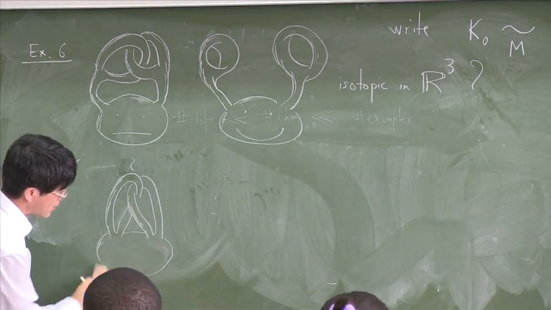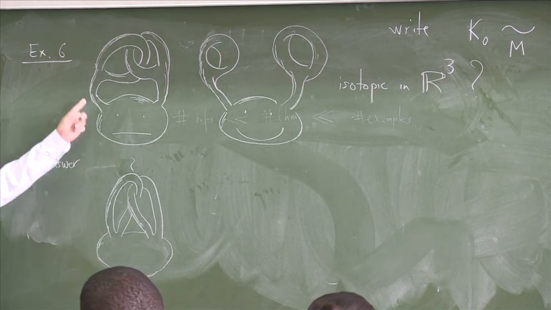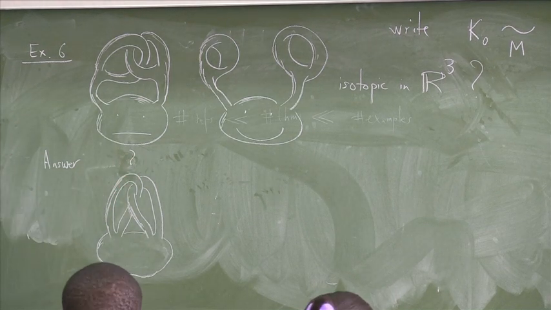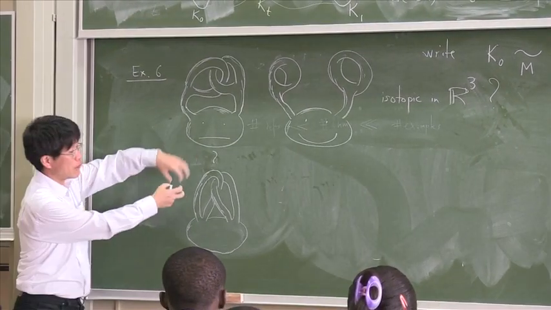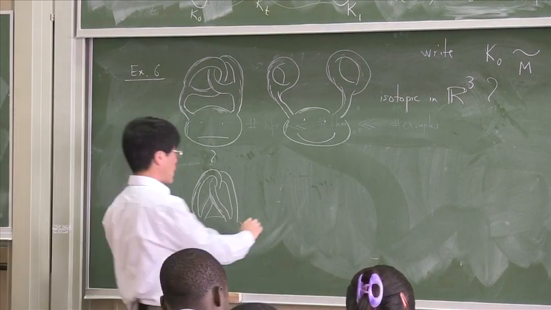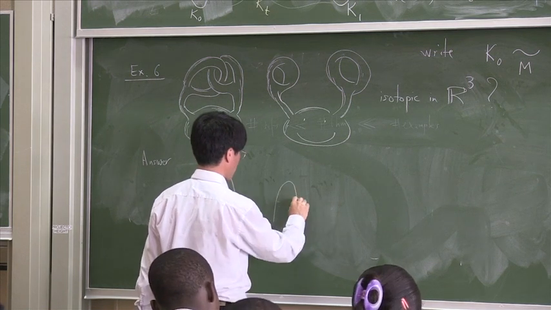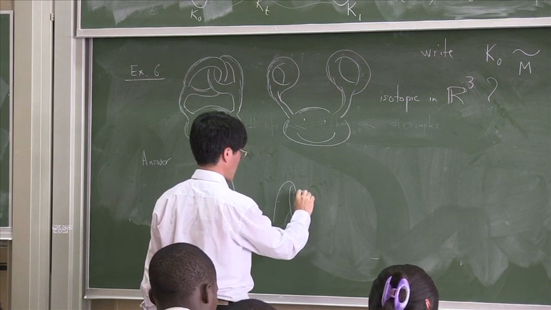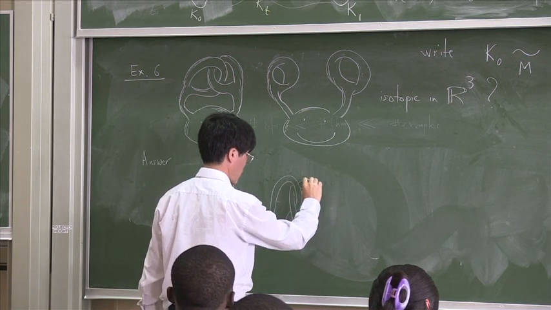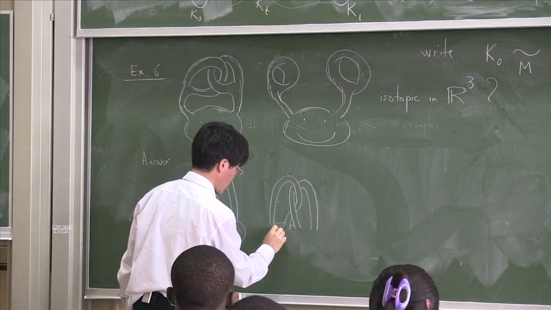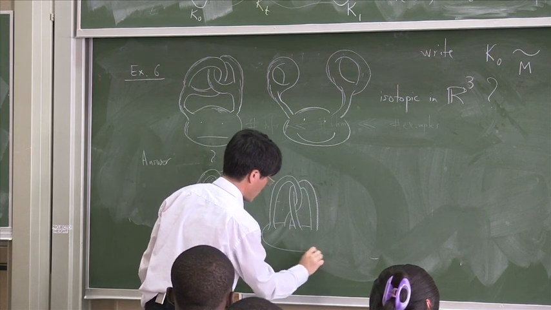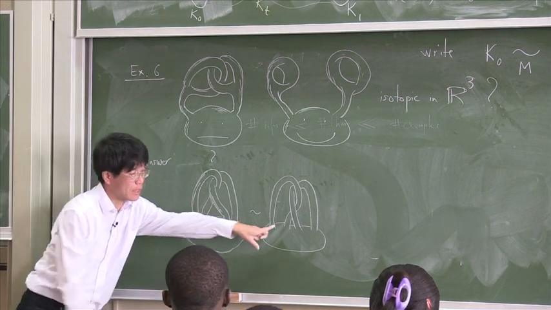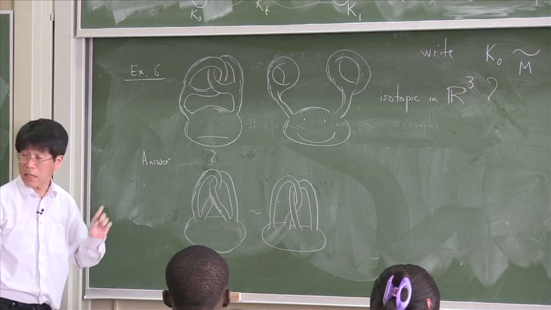Maybe I'm not going to draw a face every time. Okay, you agree that this is isotopic to this? You can do it by continuous deformation with no self-intersections inside R3. We can do this, yeah? I just made the hole larger. But now, I'm going to position these things a little differently. This is, of course, isotopic to that. Now, this bottom has been expanded a little bit. Continuous, no self-intersection.